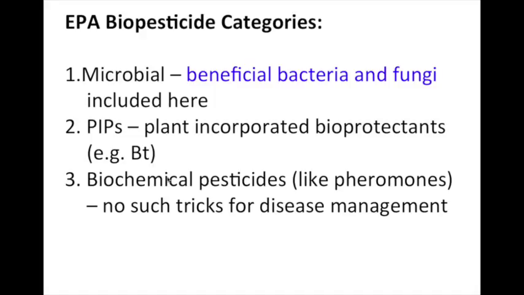Under their category of microbial pesticides, you'll find the beneficial bacteria and fungi, the main things that we'll be talking about here today. But also under EPA's biopesticide definition, things called plant-incorporated bioprotectants are included, and this would even include genetically modified organisms. So there's an interesting shift of concept there when you consider those as potential biopesticides. And then, of course, when you're dealing with plant diseases, you don't have the ability to do things to trick the pathogens, like the use of pheromones for control of some of the insect problems. So we don't really have any of the biochemical pesticides in that category of EPA's definitions.